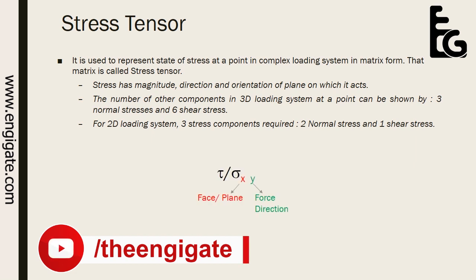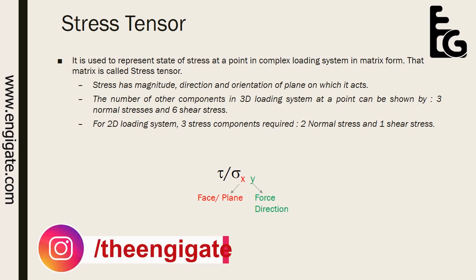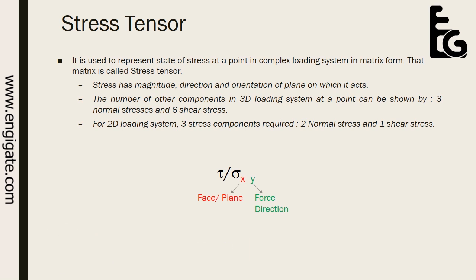So now let's talk about the notations, how the plane and the force direction are noted, that we will see. As you can see, the notations of the shear and normal stresses are tau and sigma. Now the first subscript, shown by x here, indicates the plane on which the force is acting. Means x shows that the force is applied on the x plane, or say the yz plane. The next notation shows the direction in which the force is being applied. Here y shows that the force is being applied in the y direction.